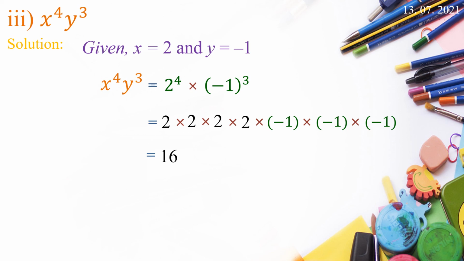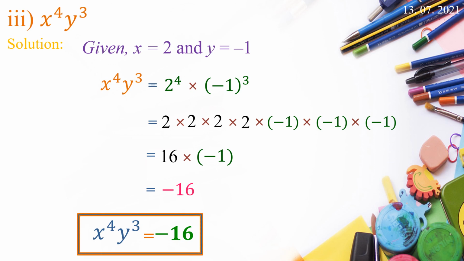Now on multiplying 2 into 2 into 2 into 2, we get 16. On multiplying minus 1 into minus 1 into minus 1, we get minus 1. Now on multiplying 16 and minus 1, the solution is minus 16. Therefore, the solution for this sum is minus 16. x^4 y^3 is equal to minus 16.